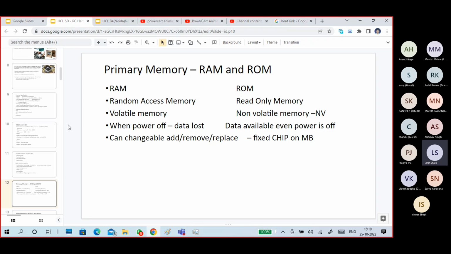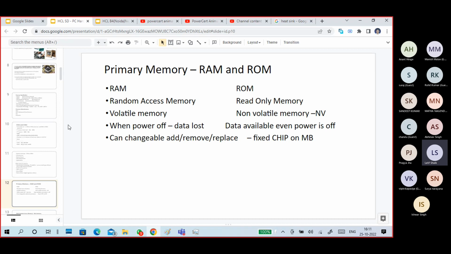Non-volatile means even if you power off the device, the data still remains in the device. For example, you have data in your pen drive. You connect it, read it, and disconnect it, and the data is still there in the pen drive. RAM is a volatile type: when the power is off, data in the RAM is automatically cleared. ROM, read-only memory, is non-volatile; data won't be gone even if you turn off the power.